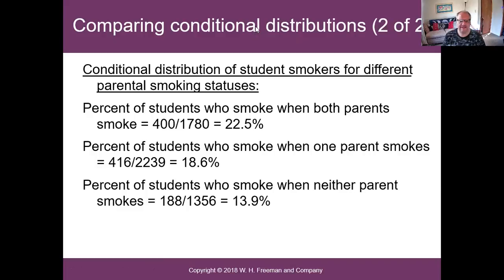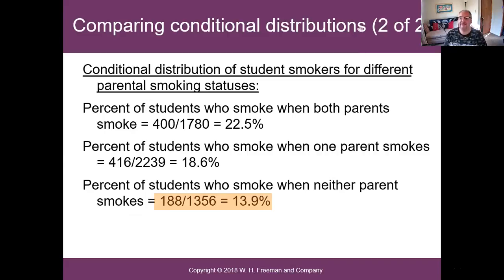188 divided by 356, I got it right here. And it gives you this as your solution. Okay, so it should not be that hard to do conditional distributions, especially seeing these great cases. Just please remember, friends, for marginal, you divide by the grand sum. For conditional, you divide by the "when," or whatever the condition is, in this case, when neither parent smokes.